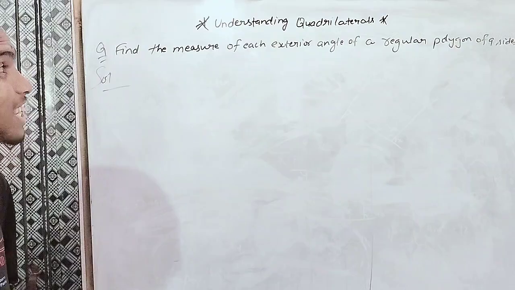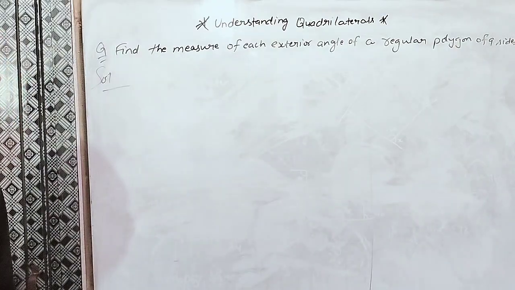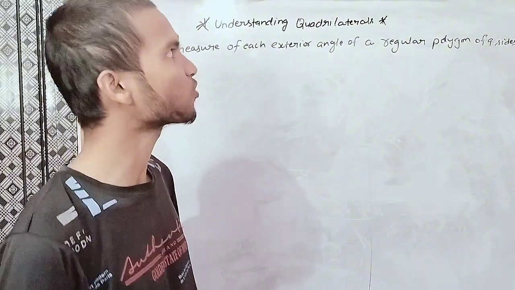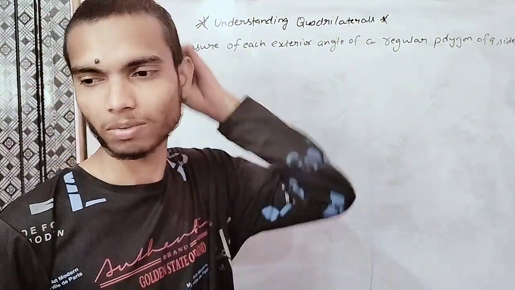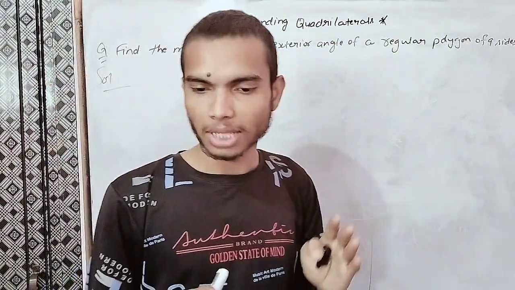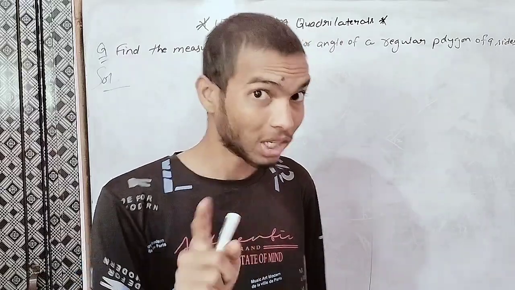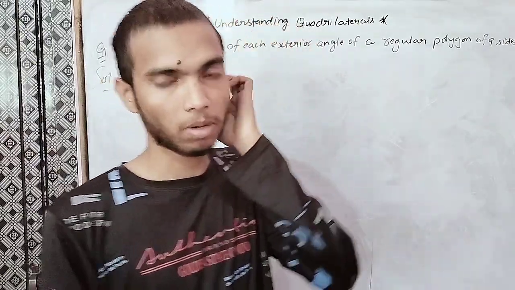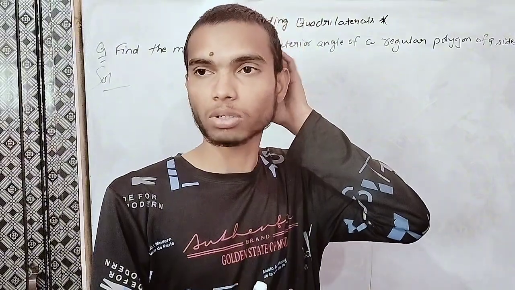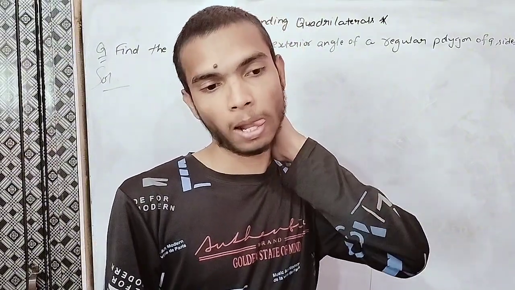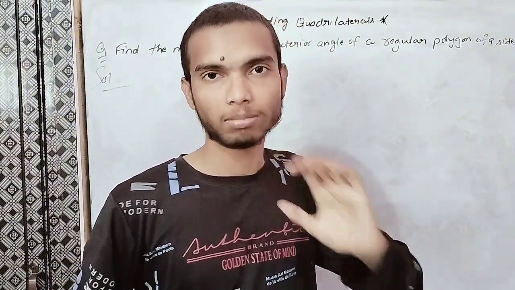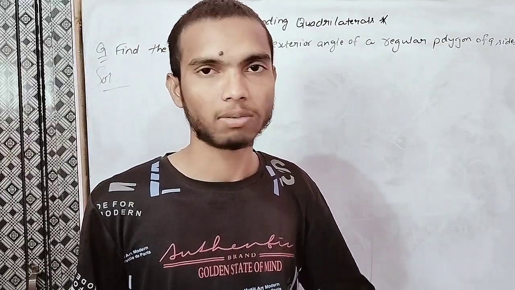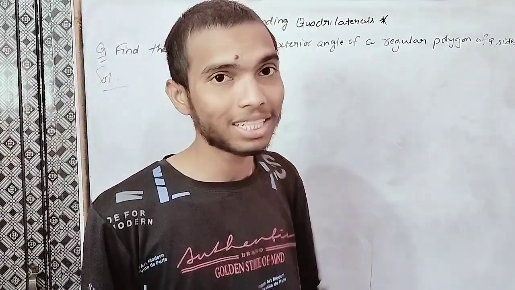Find the measure of each, not all, only one, each. So find the measure of each exterior angle of a regular polygon. We have a regular polygon, which means the sides of the polygon will be equal. For example, if the measure of one side is 5 centimeters, then the measure of the second side will be 5 centimeters. So how many sides? 9 sides.